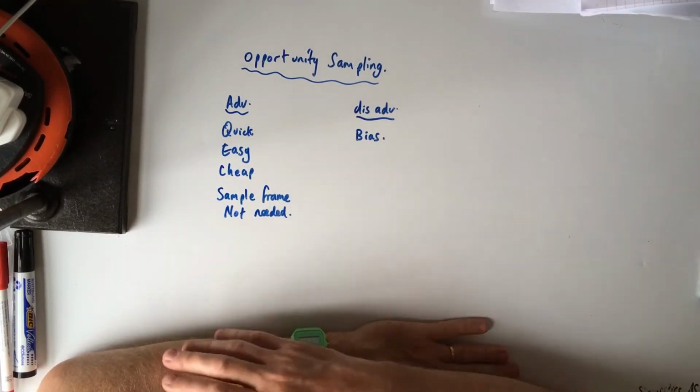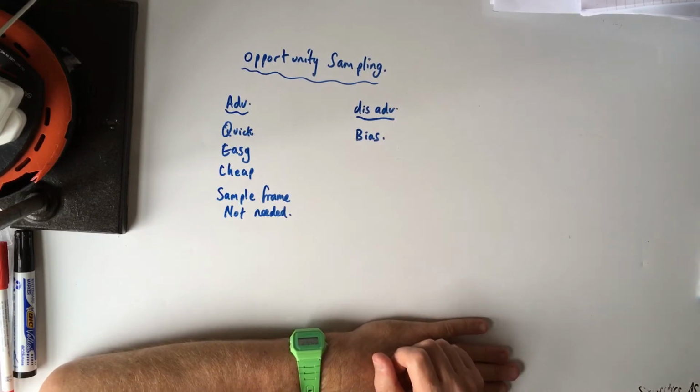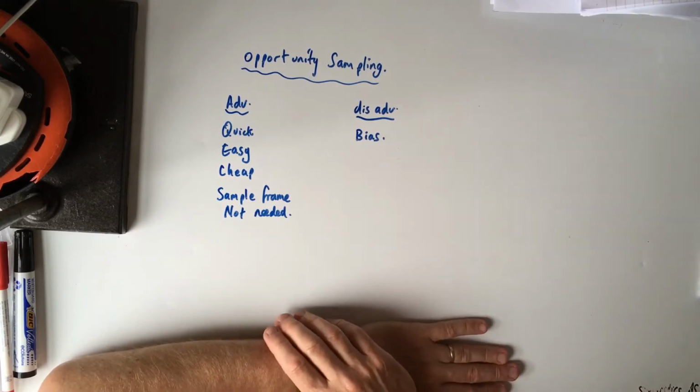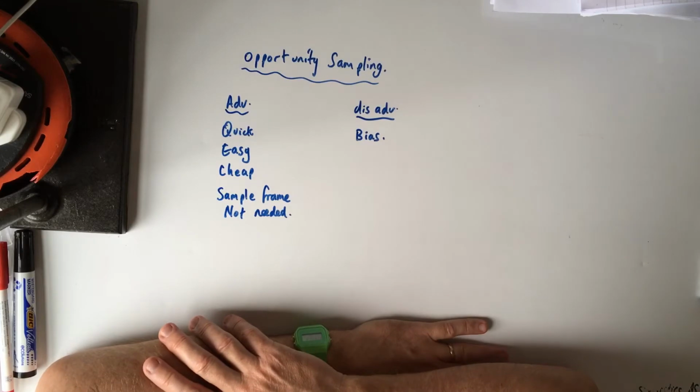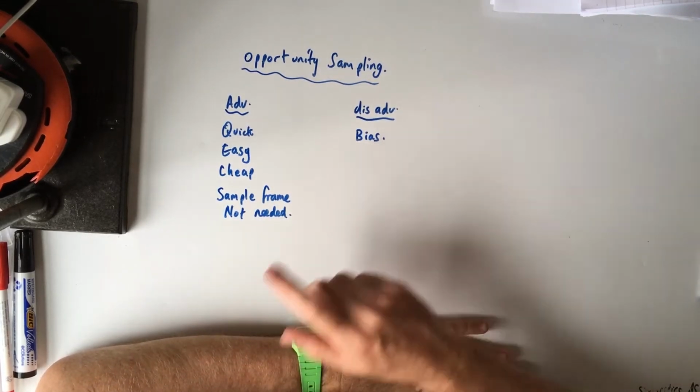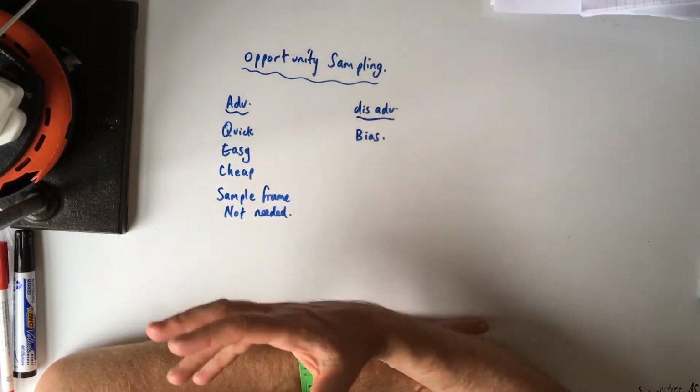It's not the same as giving everyone in the country a number, pulling that number out of a hat and then going and asking them their opinion. So you've got this bias, and that's opportunity sampling.